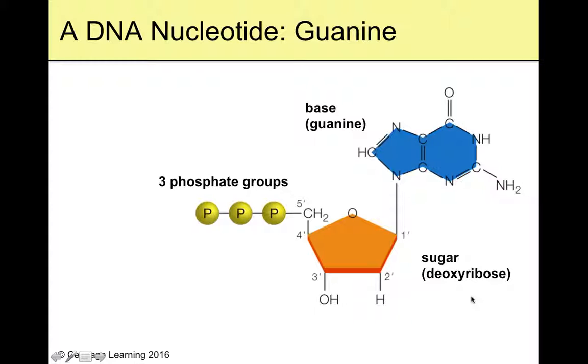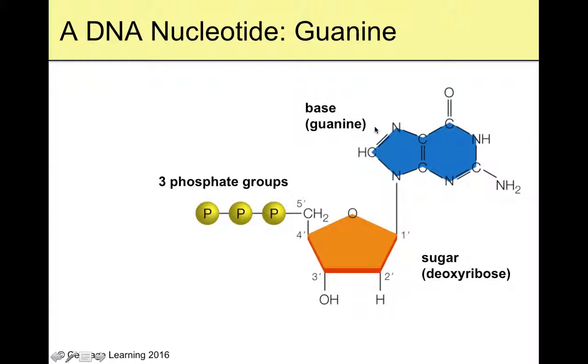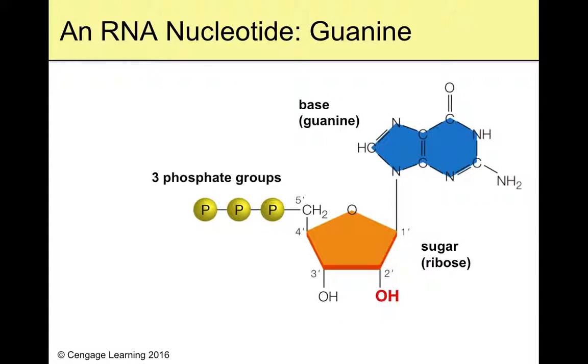Alright, so here is a DNA nucleotide. This is guanine. So you have your phosphate groups here, your deoxyribose sugar here, and then the nitrogen-containing base, or nitrogenous base, guanine here. Here is the RNA nucleotide guanine. Phosphates, same as the DNA. Ribose sugar, a little bit different. Nitrogenous base guanine, the same. DNA, RNA. Not a huge difference, okay? Really not a big difference.